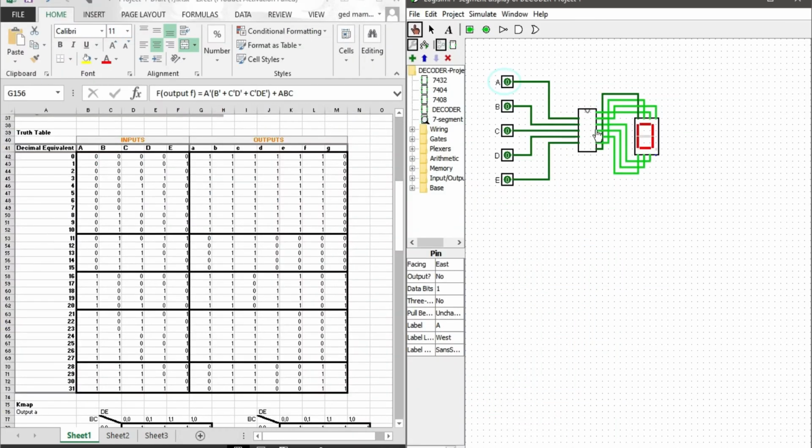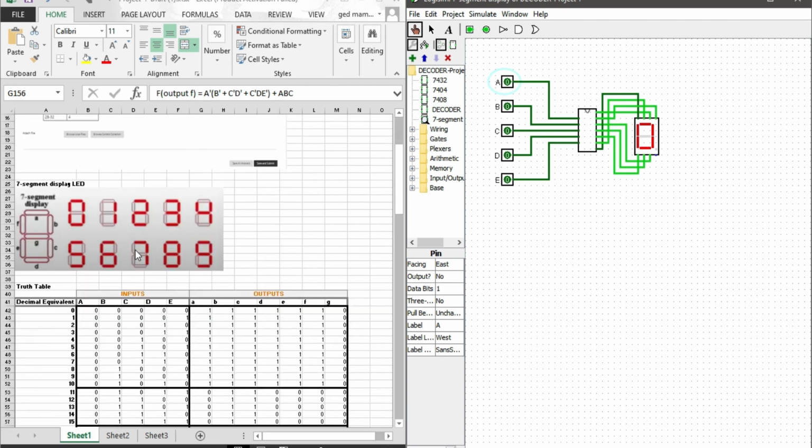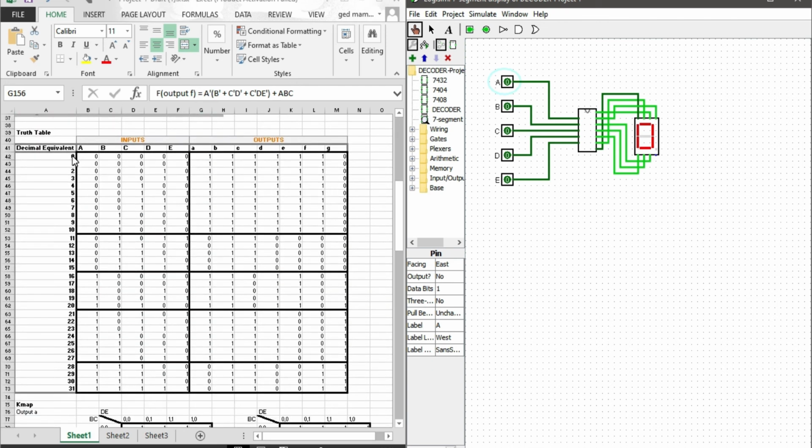Now let's see if this decoder satisfies this truth table. This is our guide. From 0 to 10, the display is 0. From 11 to 15, it should be 1. From 16 to 20, 2. From 21 to 27, 3. And from 28 to 31, 4. So let's see here, 0, 0, 0, 0, 0, the display is 0. Let's test for 10: 0, 1, 0, 1, 0, it's still 0.